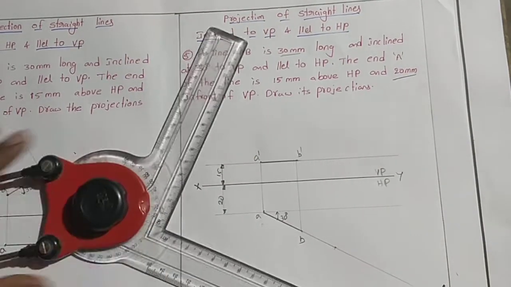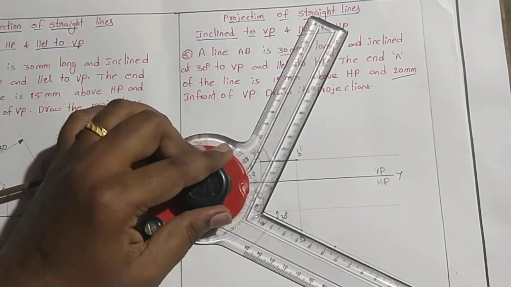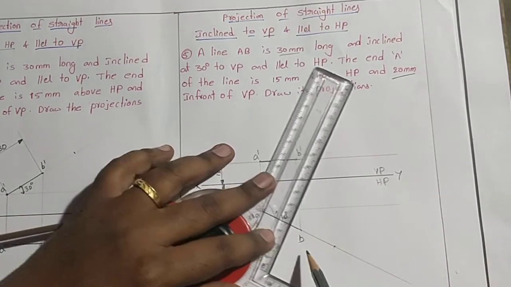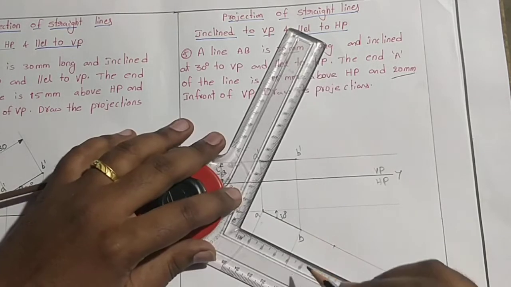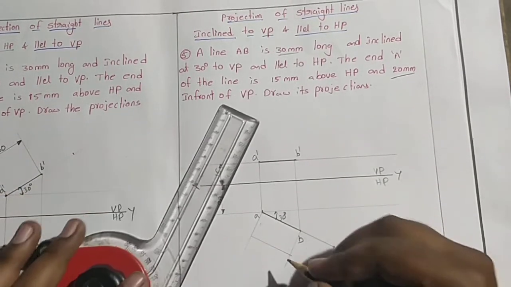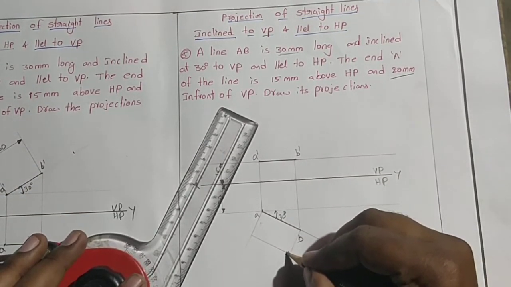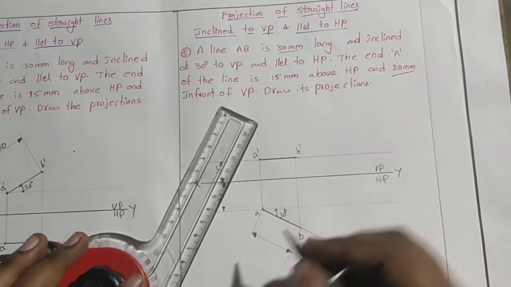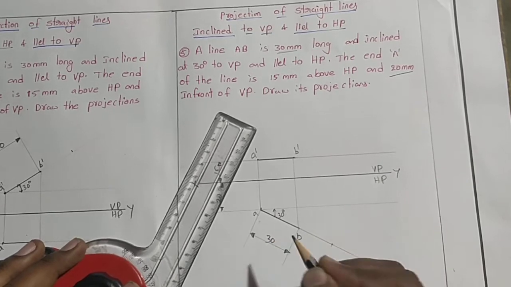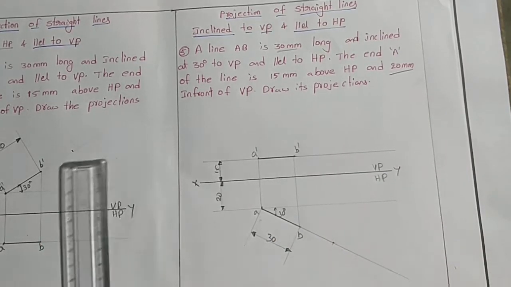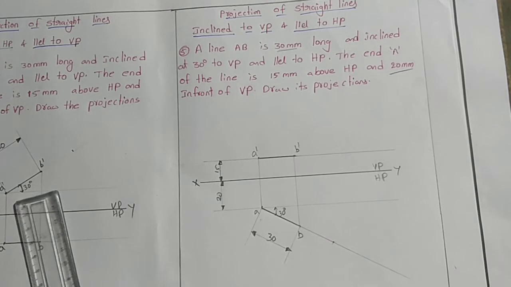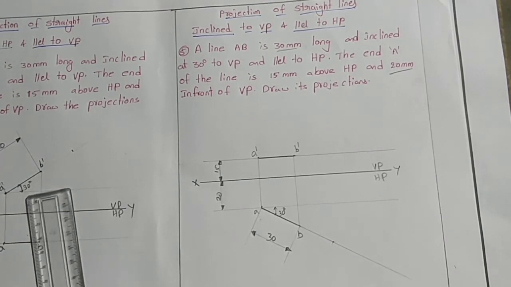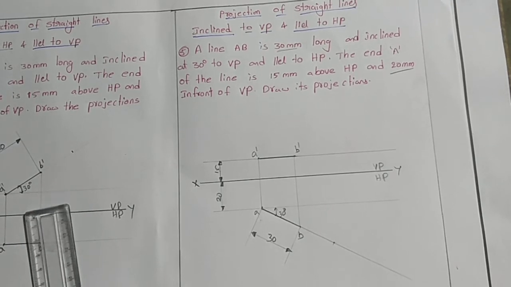Okay, the length of the line is 30 mm. For this we need to draw this dimension also. It is 30 mm length. Okay, now we completed the projection when the line is inclined to VP and parallel to HP.